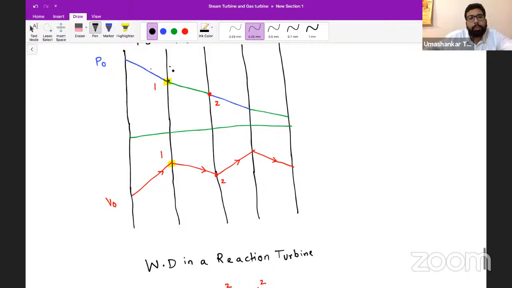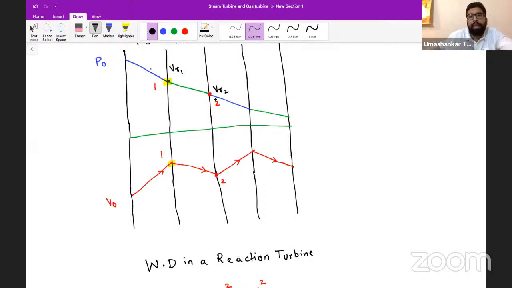So let's say at this point we have relative velocity 1, and at this point we have relative velocity 2. What will this pressure energy do? Pressure energy will affect the relative velocity. If you have followed the impulse turbine discussion, there VR1 was equal to VR2. The only losses we were considering were due to friction, for which we were using the blade coefficient. But if we consider the blade to be smooth, VR1 was equal to VR2 in the impulse turbine.